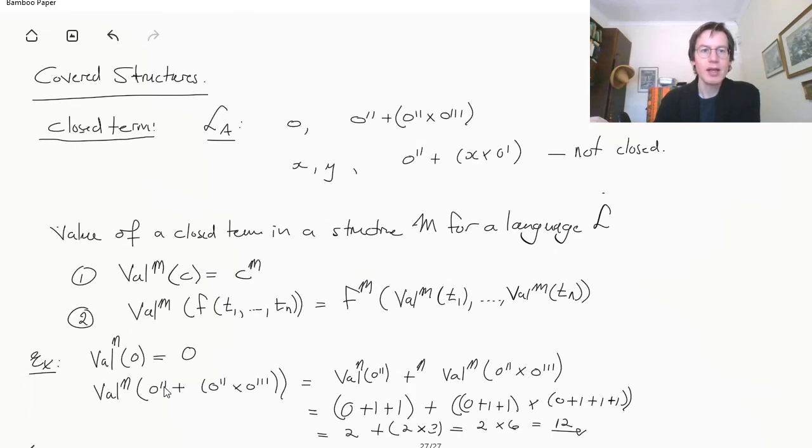All right. If I took a non-standard interpretation of this language, for example, if I took the integers, would that be a covered structure? Would I be able to write every integer as the value of some closed term? Or if I took the rationals or the reals, and extended the interpretation of LA in the obvious way to those, would they be covered structures? See if you can decide whether they will be.